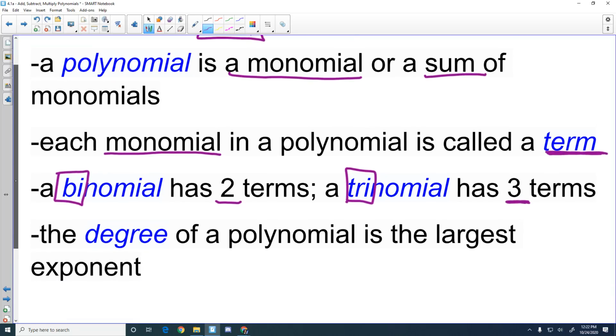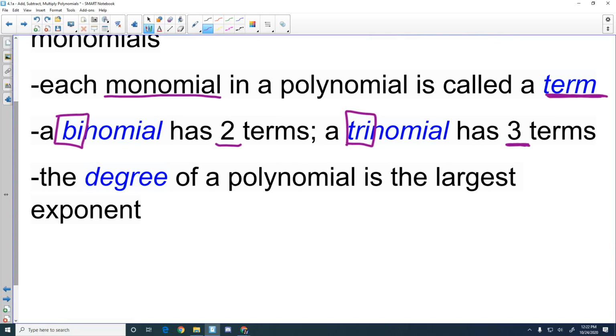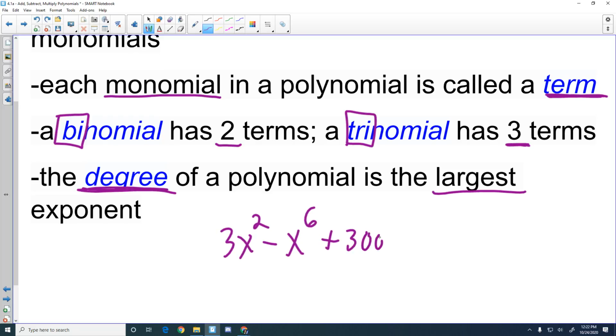And there's one more term, not a polynomial term, but a vocabulary term that you should know, and that is the word degree. The degree of a polynomial, very simple, is the largest exponent. So if I had a polynomial like 3x squared minus x to the 6th plus 3002x to the 3rd, well, the degree of this polynomial would be 6 because it's the biggest exponent.